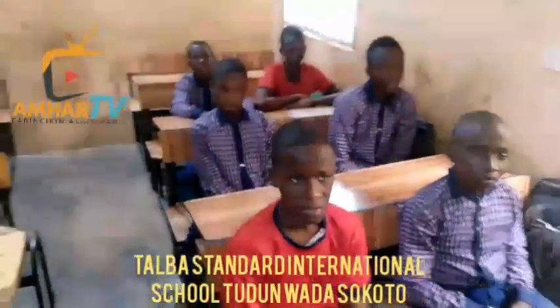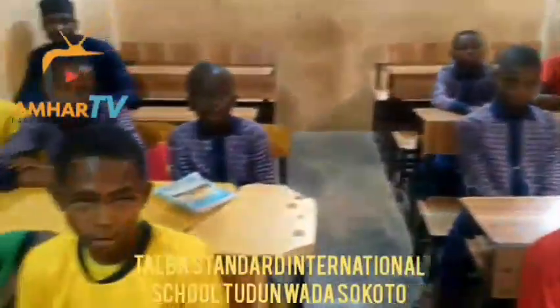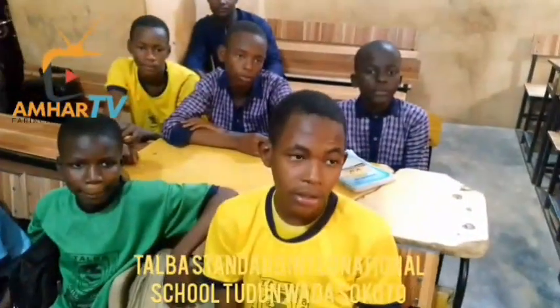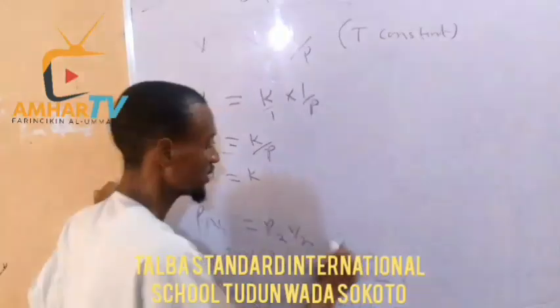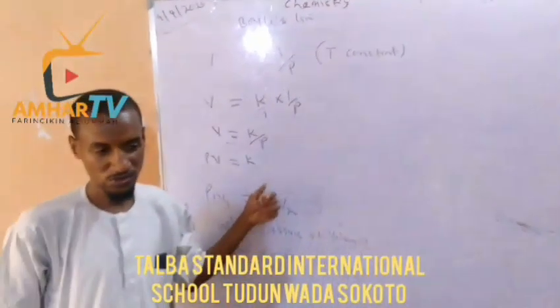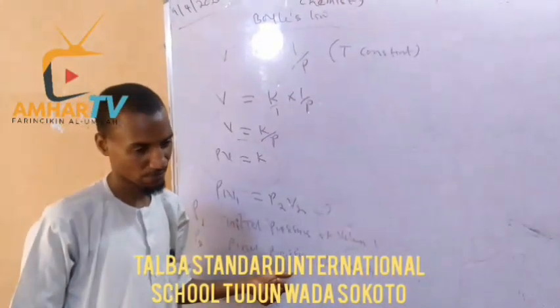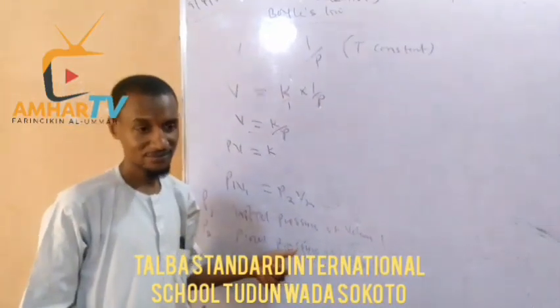And based on Boyle's law, remember we said that when pressure increases, the volume will what? Decrease. Are we together? So in calculations that are related to Boyle's law, we use this equation that says P1V1 is equal to P2V2. Are we together? Yes.